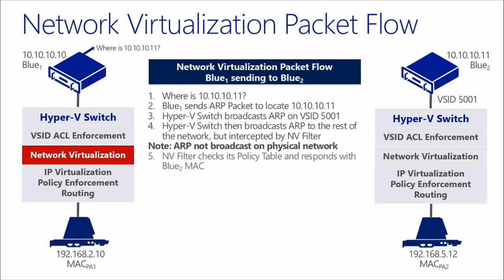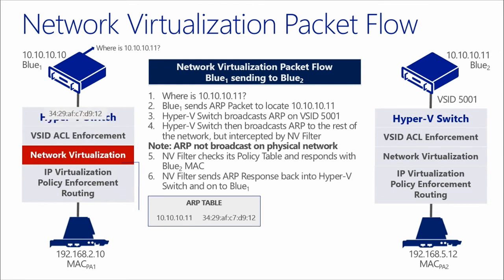It's captured. The network virtualization filter checks that policy table we talked about earlier and responds with some relevant information, in this case, the IP, the Bluetooth MAC address. And the filter sends it back up to the Hyper-V vSwitch and onto the Blue One VM. So what it means is Blue One VM now understands what it needs to communicate with Bluetooth.